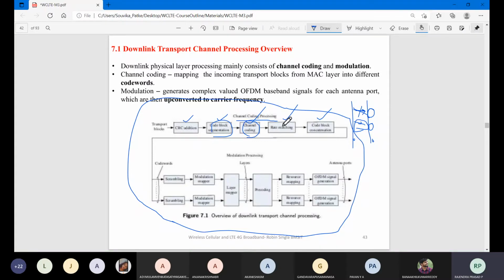So there are different types of rate matching, and how we are going to acquire that. Those are all the information we are going to learn.